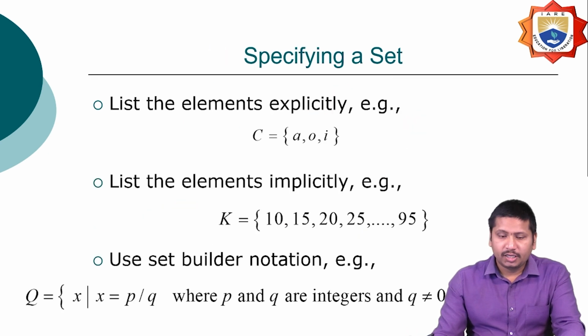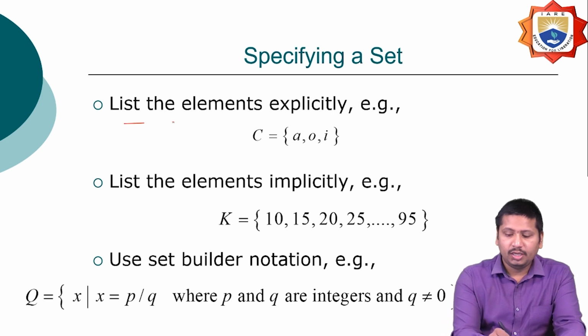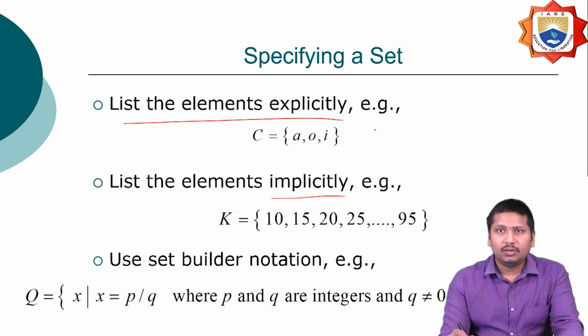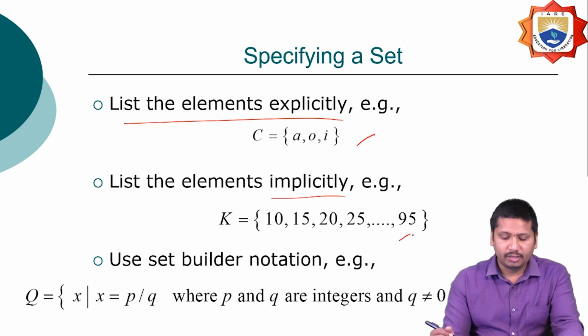So, specifying a set. Specifying a set means you can list the elements explicitly, for example C = {a, o, i}, or list the elements like 10, 20, 15, 20, 25 and 95. The elements represented explicitly can be written like this, and elements can also be represented implicitly, written like this.